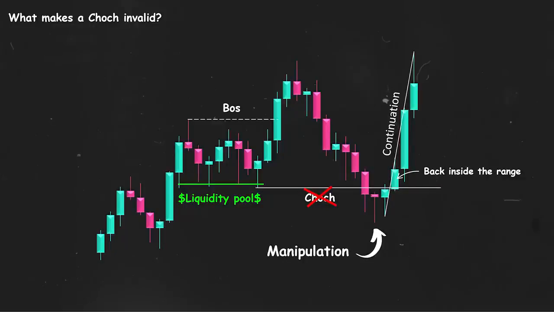Why? Because the overall trend remains bullish, the sell-side liquidity has been engaged, and the next target is the buy-side liquidity. As smart money traders, our goal is to enter after the stop losses are taken out, when the real move begins.